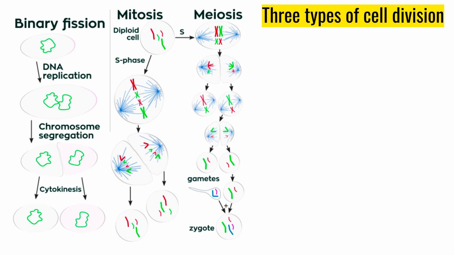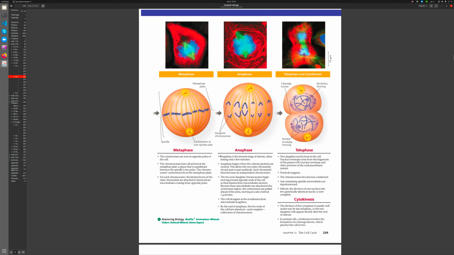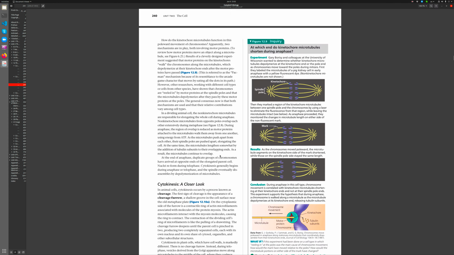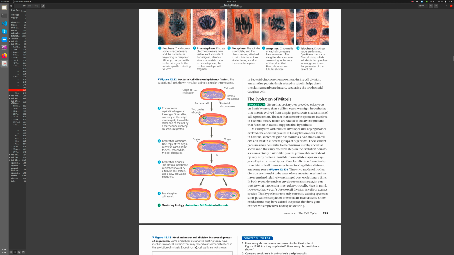Here we have it. There are three types of cell division. The first is binary fission. And first, I'm going to introduce binary fission. It's in a figure of Campbell Biology. So just as this is the whole cycle of mitosis, and we've already talked about cytokinesis.